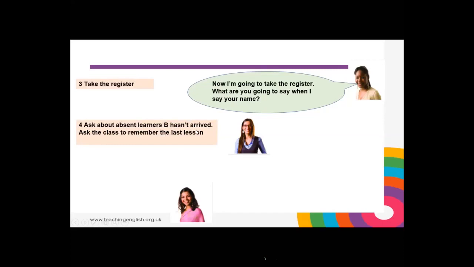Number 4 is ask about absent learners. B hasn't arrived. Ask the class to remember the last session. So when she asks about absent students, she's going to say, "Where do you think they might be?" Try to say it again. Yes, but try to be quicker, okay?